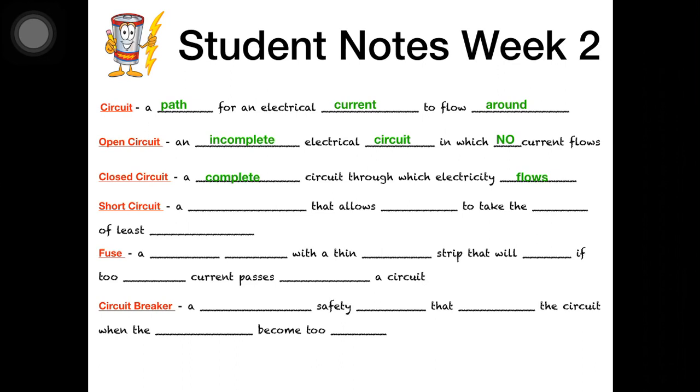All right. Short circuit. A short circuit is a connection that allows current to take the path of least resistance. Okay? This is a connection that allows current to take the path of least resistance. So a short circuit is not necessarily going to be a shorter path, but it's going to be a path where there's not as much resistance. Let's go ahead and get those four words, connection, current, path, and resistance filled in.